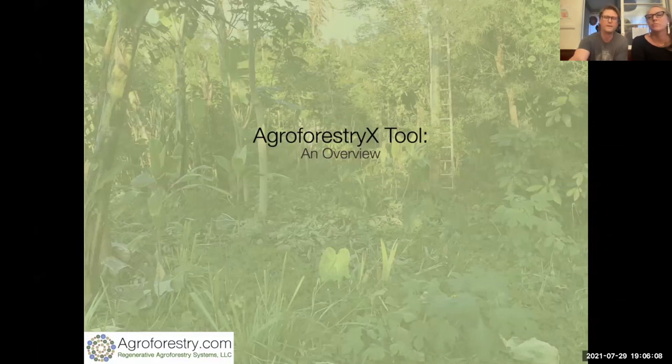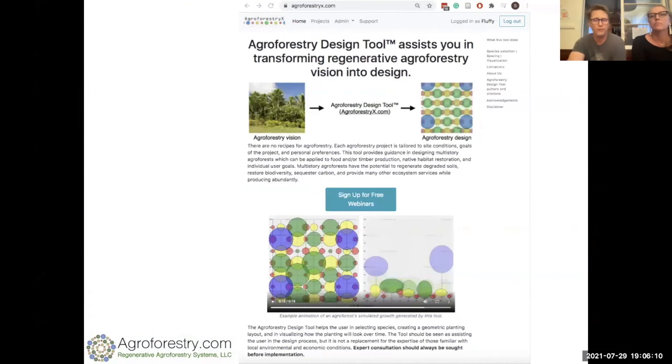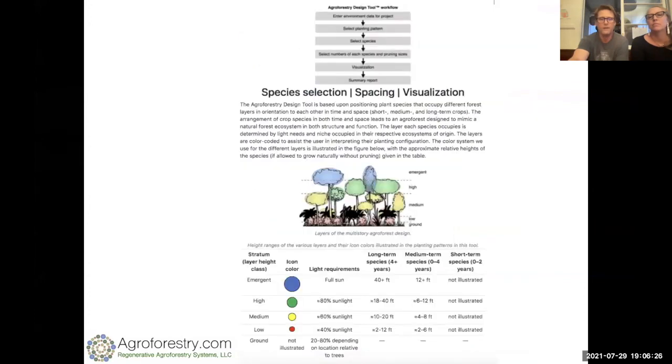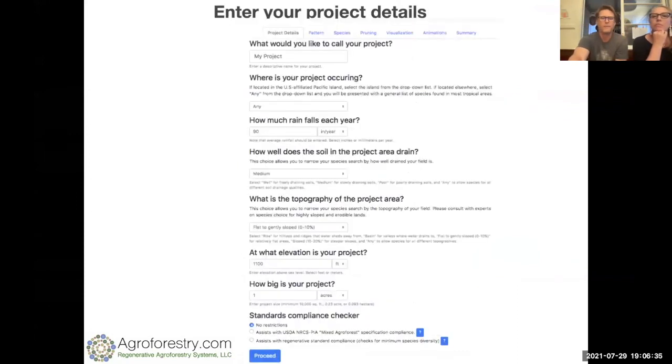If you go to agroforestryx.com, you'll find this homepage, and you can read through it. It gives you the overview, the do's and don'ts, and the limitations of what this tool can and can't do for you. Then you'll make yourself an account and log in, and this is that color-coded stratification system I was talking about. It's broken down for you. And you get to a project page, where you can start to make projects.